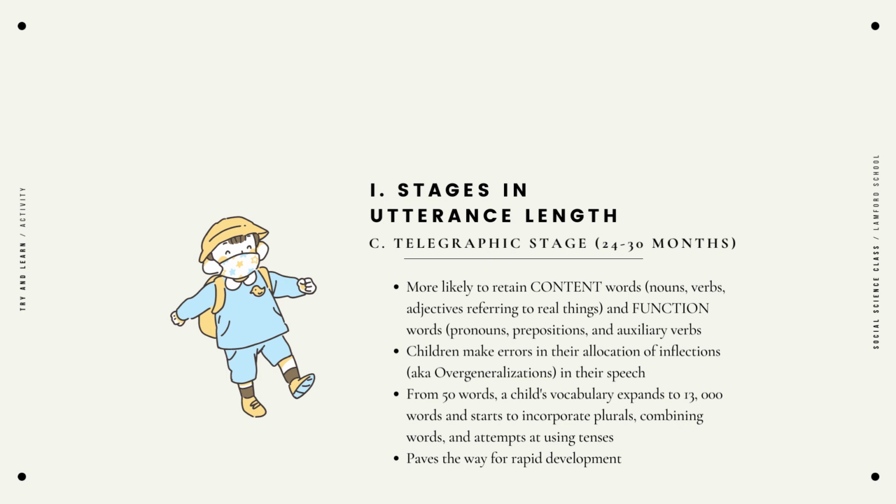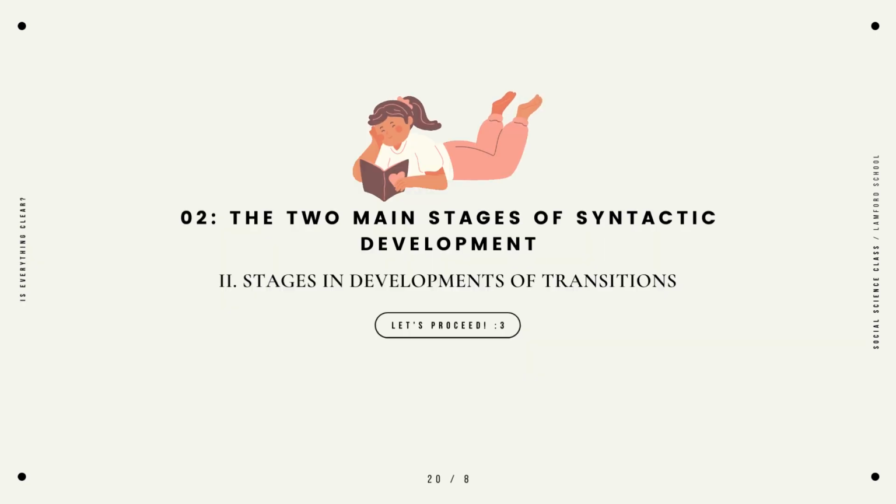So, from 50 words in the past stage, now a child has their vocabulary expanded to 13,000 words, and they have begun incorporating plurals, combining words, and attempts at using tenses. This is where rapid development begins, which paves the way for the second main stage of syntactic development: stages in development of transitions. Let's proceed.